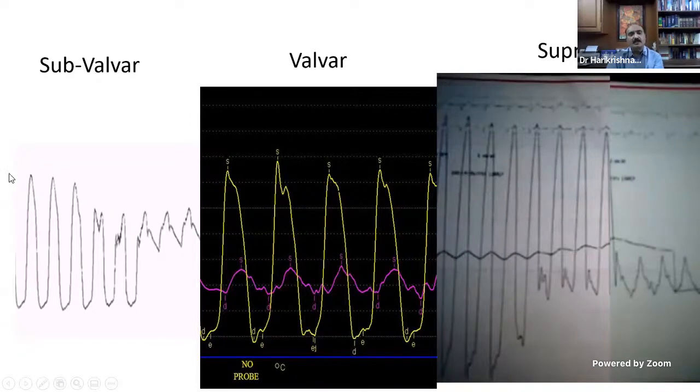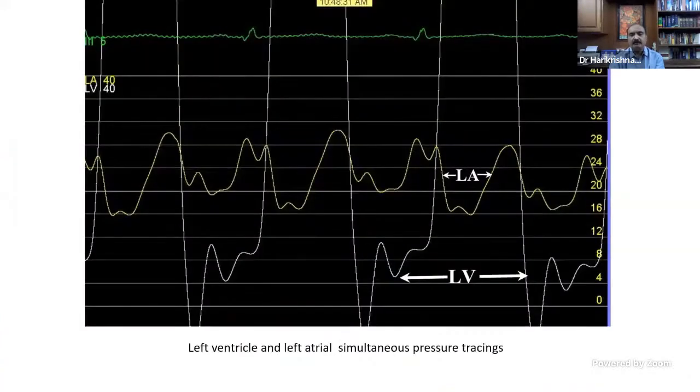You understood, no? When both pressure tracings are ventricular, it is subvalvular. When the gradient is between the ventricle and the aortic tracing, it is at the valvular level. And when both are aortic or arterial tracings, that is at the supravalvular level. Okay. What is this one?